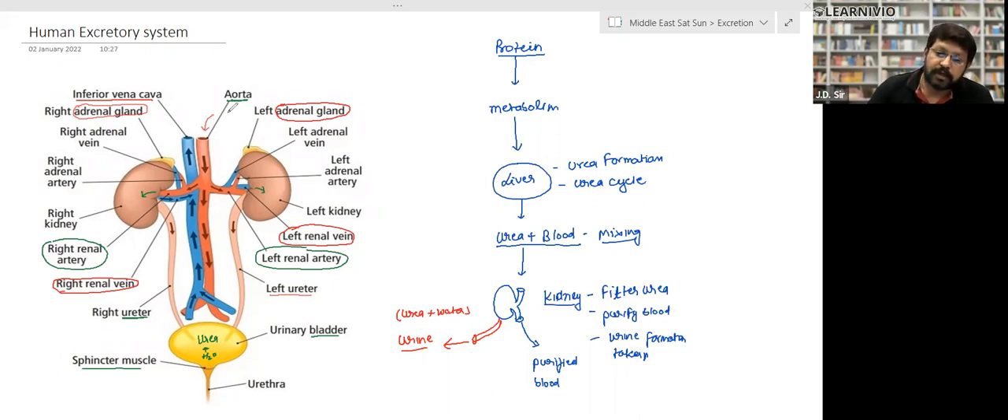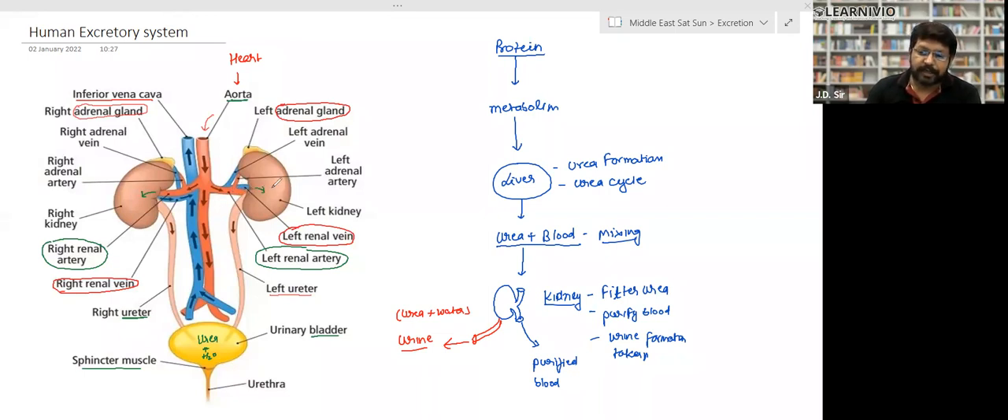So look, there is a pipe called the aorta, right? Where is it found? It is in the heart. The aorta is a pipe which arises from the heart. Blood comes to the kidney through the aorta, then goes to each kidney. This pipeline which takes the blood to the kidney is called the renal artery. The renal artery takes the impure blood to the kidney.